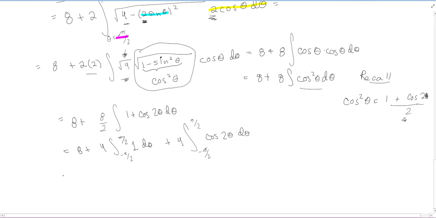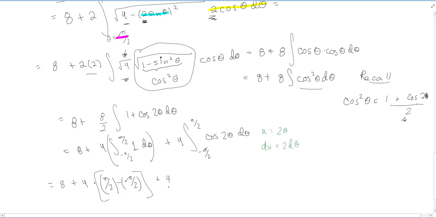Okay, now as we continue, we have 8 plus 4 times, and then we're just integrating 1 with respect to theta, which is just theta, plugging in our upper and lower limits for theta. So that's just going to be pi over 2 minus negative pi over 2, and just make sure that we distribute that 4, so let me put brackets, plus 4 times, alright, technically we need u substitution, so you could do this without it.